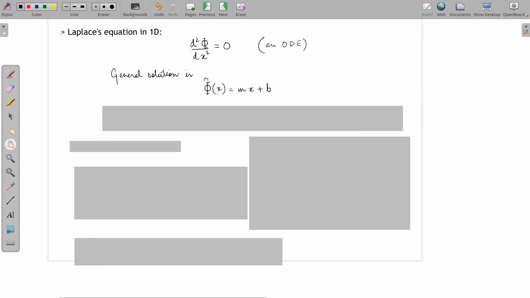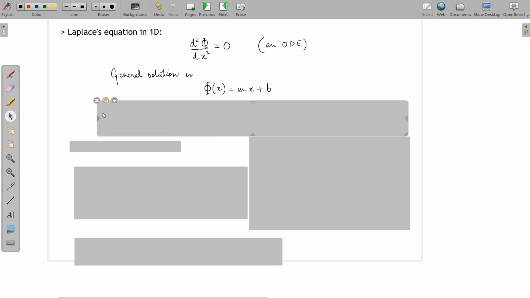You can just try out this solution. The first derivative is going to give us m, because m is a constant and b is a constant; the differentiation of b becomes 0, and the differentiation of m x gives us m. Differentiate once again, and the derivative of that constant m is also going to give us 0. So this is a general solution, and by looking at this, we know that it is a linear solution. The moment I see the second derivative of the function is 0, we immediately know that the solution is linear.